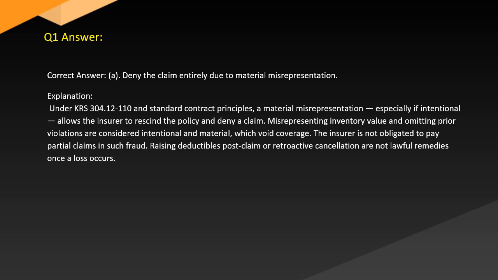Answer. Correct answer A. Deny the claim entirely due to material misrepresentation. Explanation. Under KRS 304.12-110 and standard contract principles, a material misrepresentation, especially if intentional, allows the insurer to rescind the policy and deny the claim. Misrepresenting inventory value and omitting prior violations are considered intentional and material, which void coverage. The insurer is not obligated to pay partial claims in such fraud; raising deductibles post-claim or retroactive cancellation are not lawful remedies once a loss occurs.